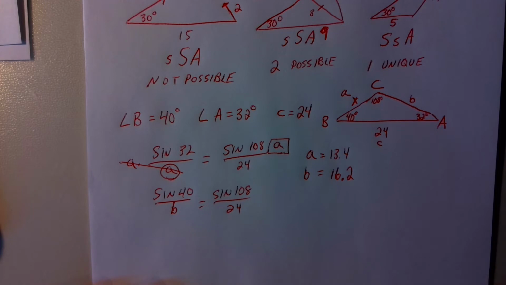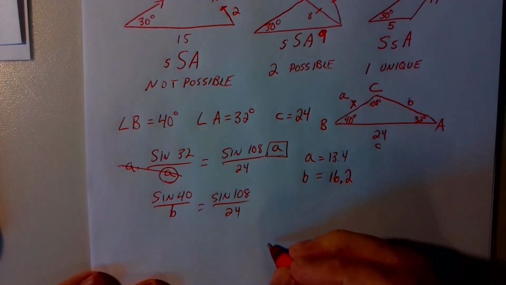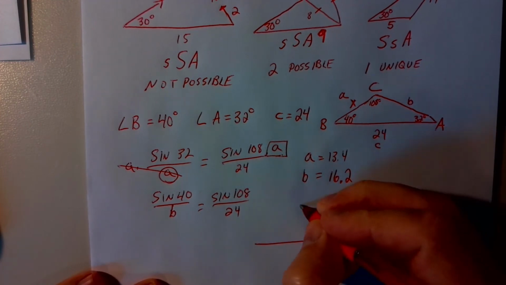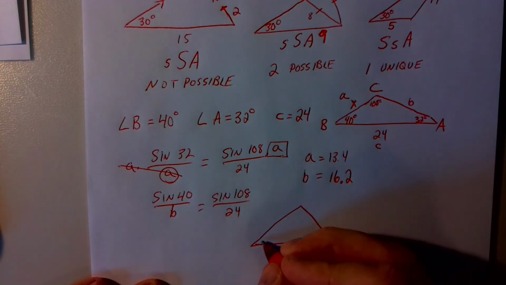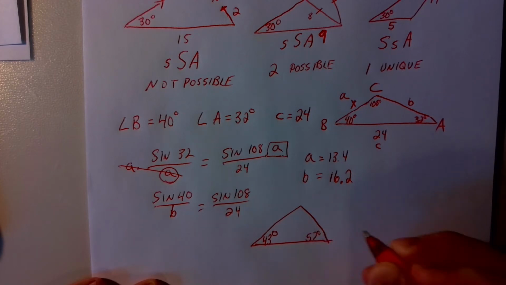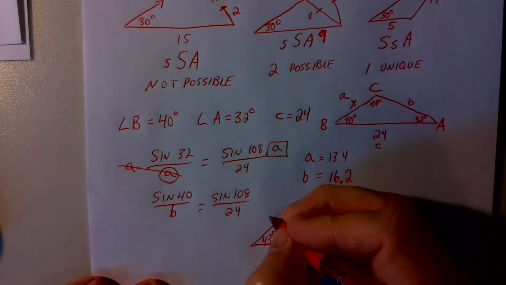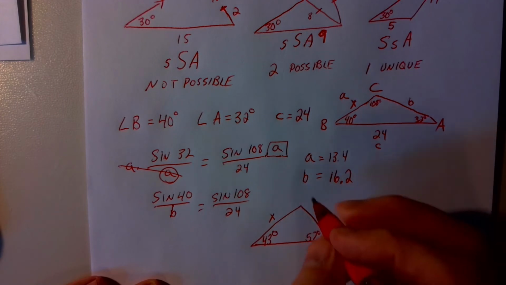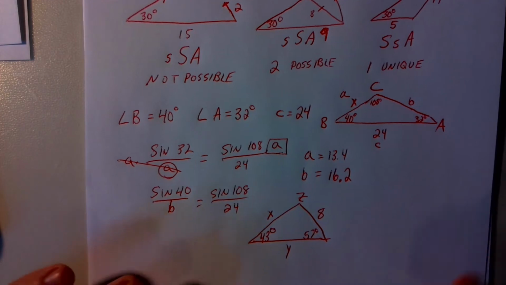So if we want to try another one right now, let's try this situation, an angle-side. I'm just going to draw a picture out here and make it up. Let's do this as 43 degrees, and this one is 57 degrees, and this side is 8. And I want to know how big x is, and y is, and z is. So I'm going to try and find all three of those things.